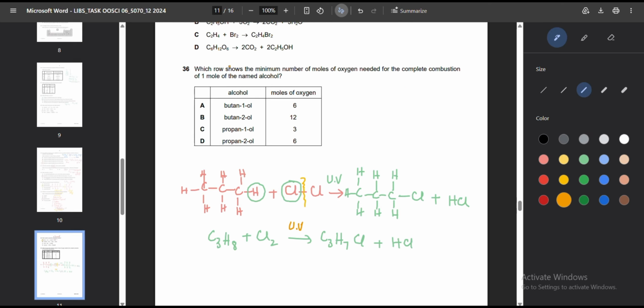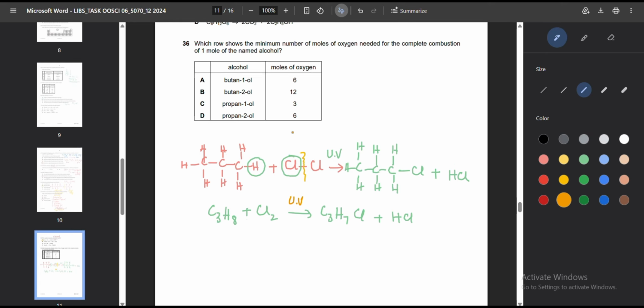Okay, next one is, which row shows the minimum number of moles of oxygen needed for complete combustion of 1 mole of the named alcohol? Okay, so the alcohols are butane 1-ol, butane 2-ol, propane 1-ol, propane 2-ol, and the moles of oxygen are given. So that means you have to write an equation for each of these alcohols, and you have to find out the number of moles from the equation.